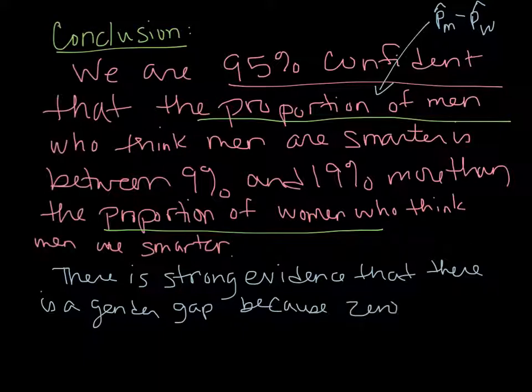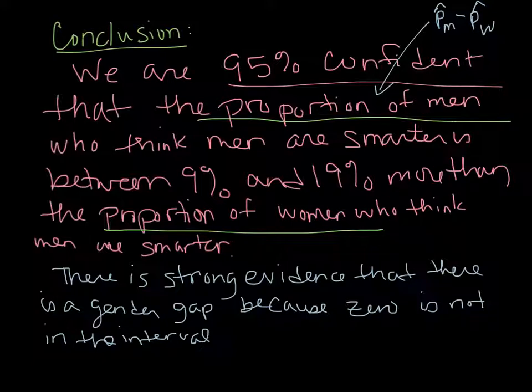You'll find as you do these types of problems, you will often find that you actually get negative numbers sometimes. If you get a negative to a positive, then 0 is in the interval. But in this case, we got only positives, and that means that 0 is not in the interval. So that means there is a definite difference. There is a definite gender gap.